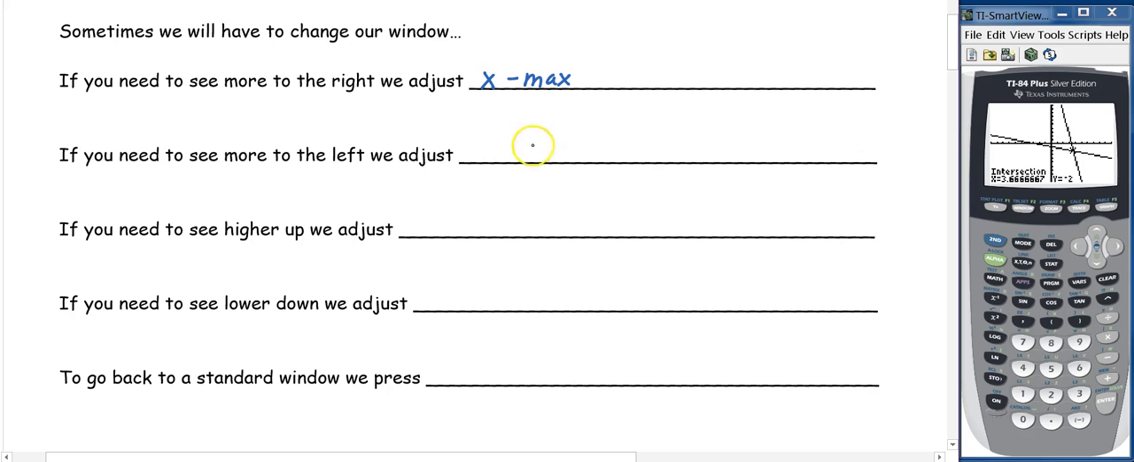If we want to go to the left, we need to change our x min. So we're moving along the x-axis. To the right would be x max, to the left would be x min. If we want to go higher, now we're moving along the y-axis. So to go higher would be your y max, and to go lower would be your y min. To go back to the standard window, we're just going to hit zoom 6.